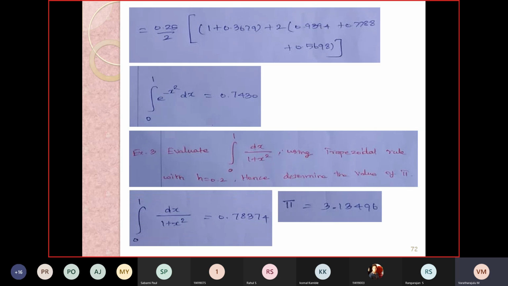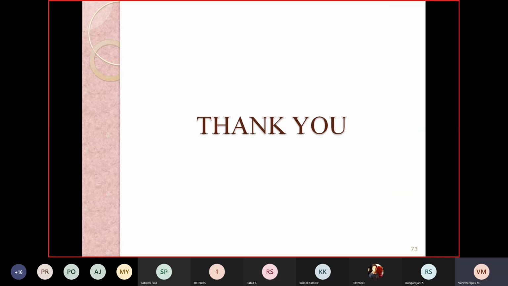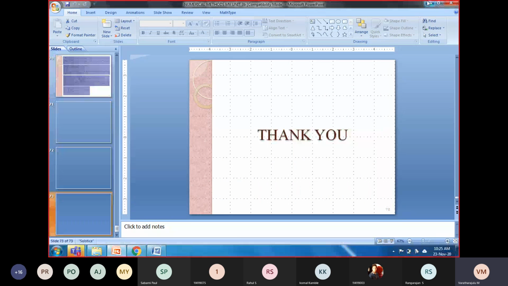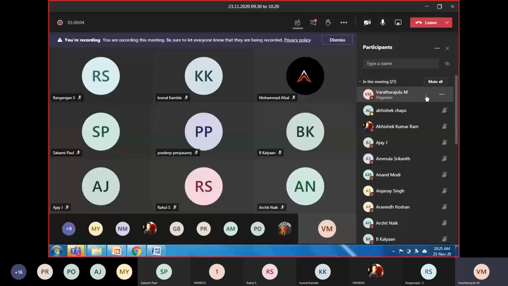And that's all about our syllabus. This is the answer for this particular problem, that is 0.78374, and your pi value based on the present calculation you'll get 3.13496. That's all about our syllabus. Do you have any doubts? Our entire syllabus is over. Do you have any doubts?